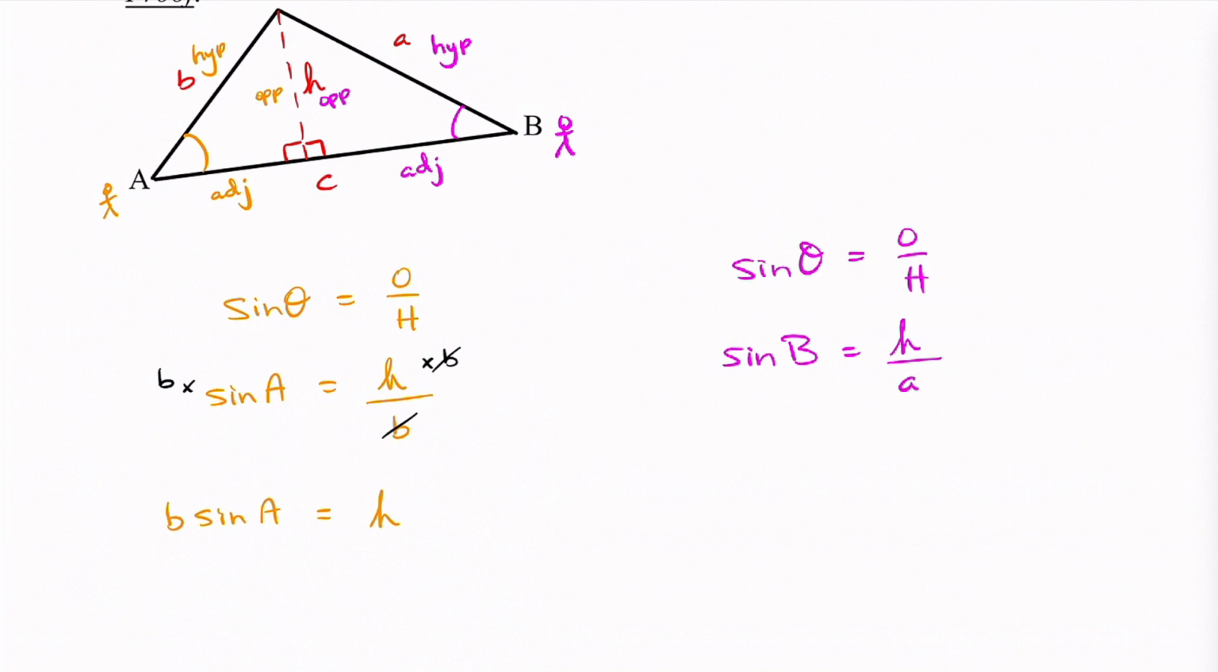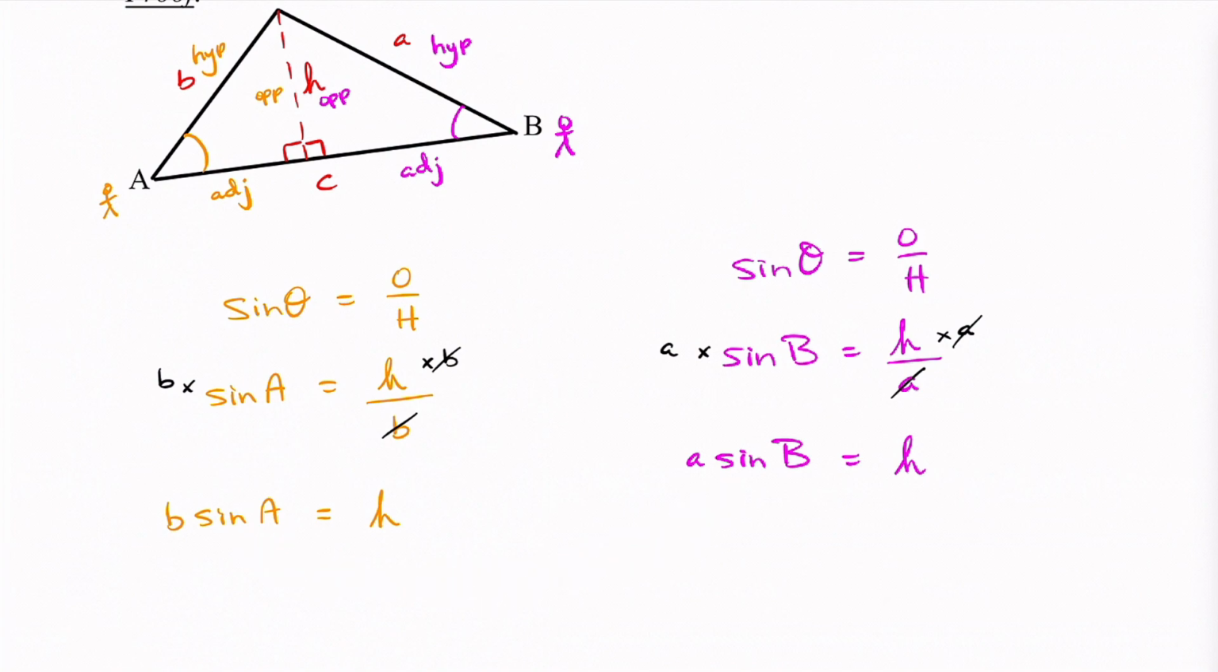Okay, now I want to get the H by itself, so we're going to multiply on both sides by A, and then the A's cancel, and then what I get is H equals A sine B. So I can see from each of these, for this triangle, H is equal to B sine A, and for this other triangle, H is equal to A sine B. So what I'm going to do next is, because I know this is H and this is H, I can set these two things equal.